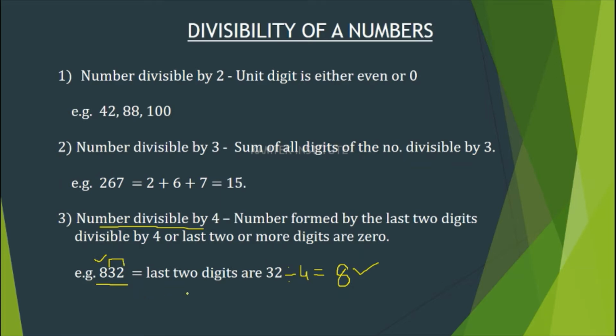Now another example we have, supposing a number, say 200. Now 200 we see has 2 zeros in the end. So because it has got 2 zeros in the end, it will be divisible by 4. Okay? So any number which has 2 or more zeros in the end is also divisible by 4. I hope it is clear to everybody. Okay?